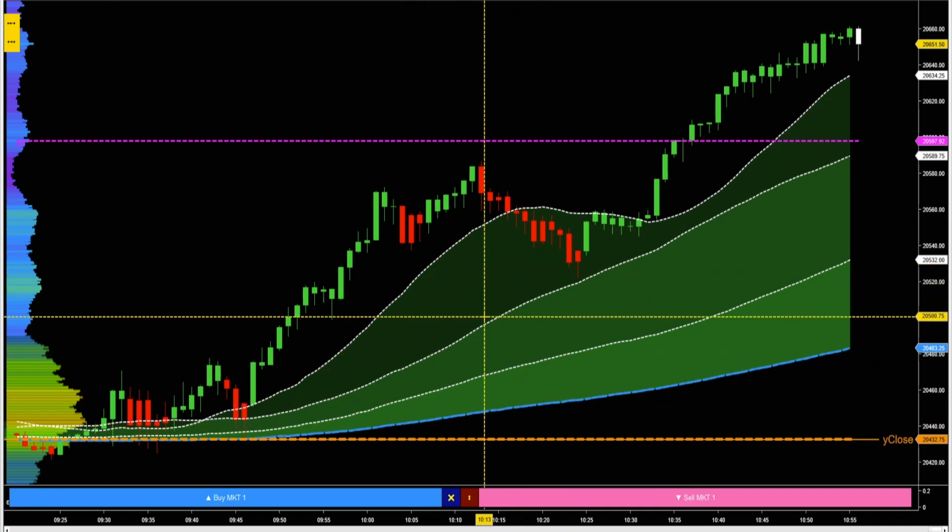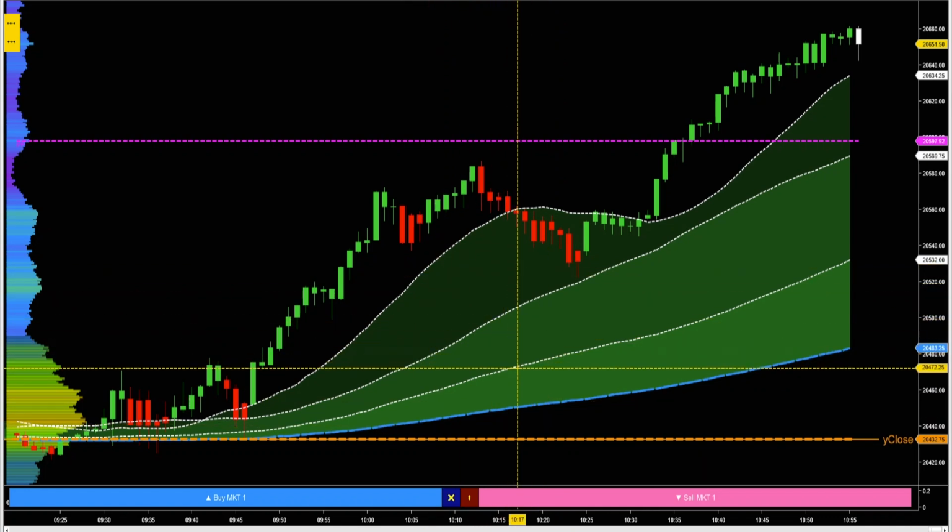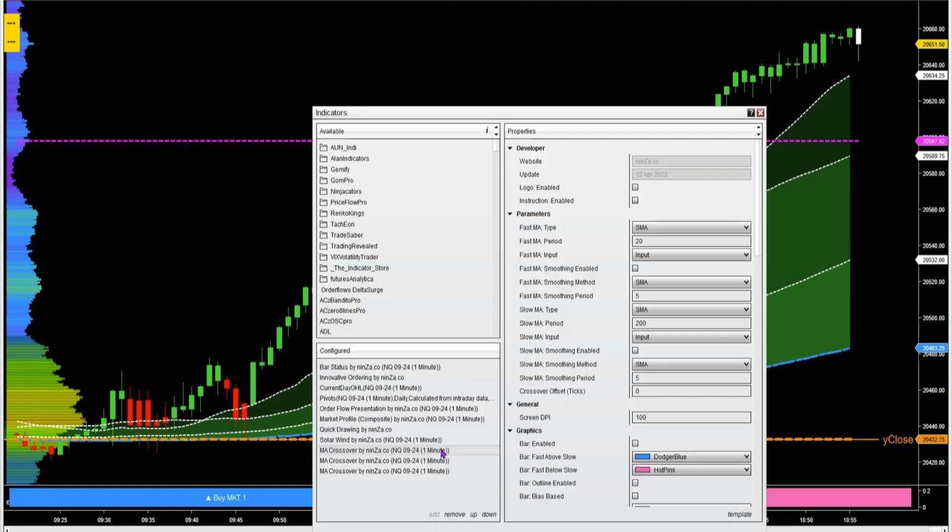The 20 SMA, the 50 SMA, the 100 SMA, and the 200 SMA. I can show you my settings for the moving average crossover. So we've got the 20 SMA for the fast period, and for the slow moving average, we've got an SMA of 200. So I've got 3 different instances of the moving average crossover to create these bands.